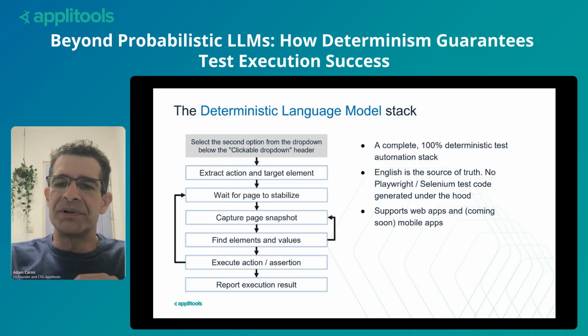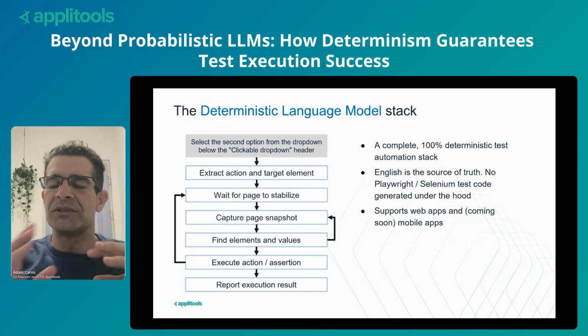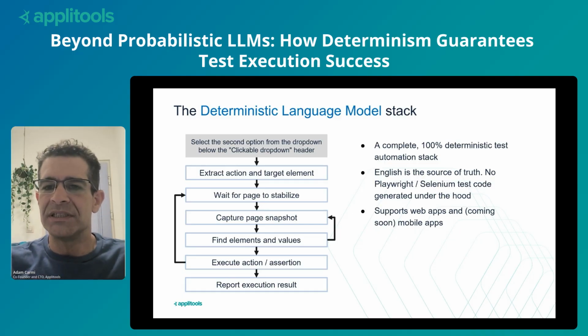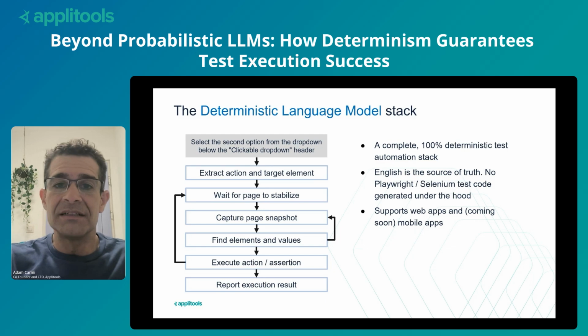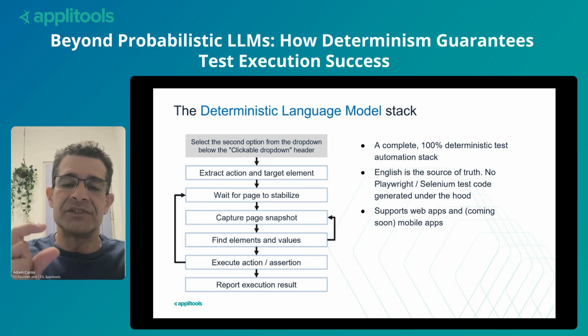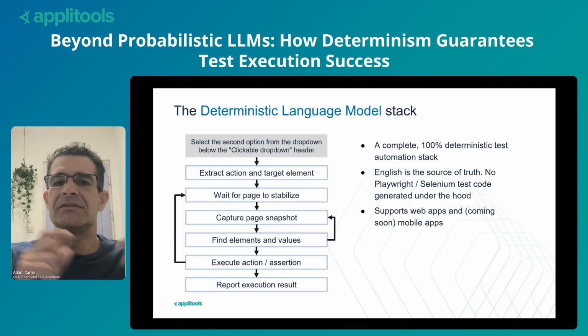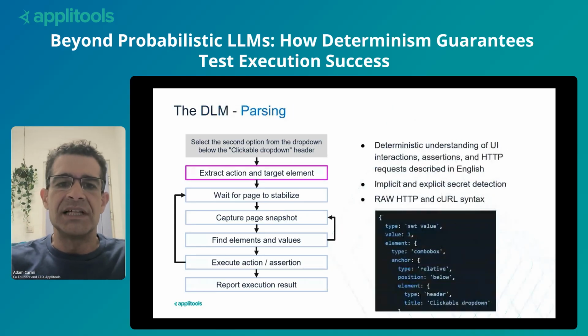There is no Playwright or Selenium test code that is generated under the hood. There is no code that is running. There is a step written in English that gets processed in real time and executed by our deterministic language model. So let's look at the steps that need to be taken in order to execute this English test step.